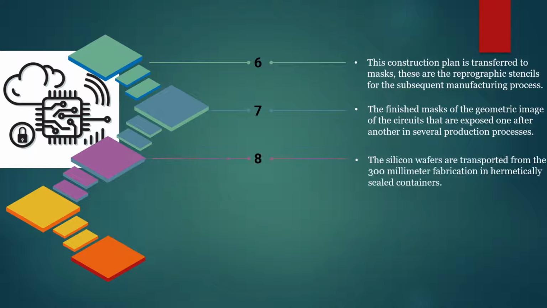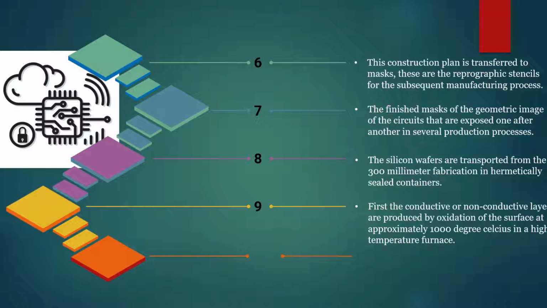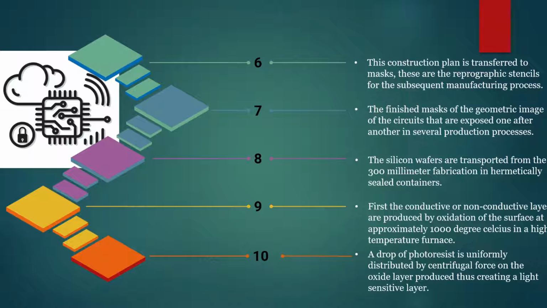production processes. The silicon wafers are transported from the 300 mm fabrication in hermetically sealed containers. First, the conductive or non-conductive layers are produced by oxidation of the surface at approximately 1000 degrees Celsius in a high temperature furnace. At maximum, it can go up to 1500 degrees Celsius. A drop of photoresist is uniformly distributed by centrifugal force on the oxide layer produced, thus creating a light sensitive layer.